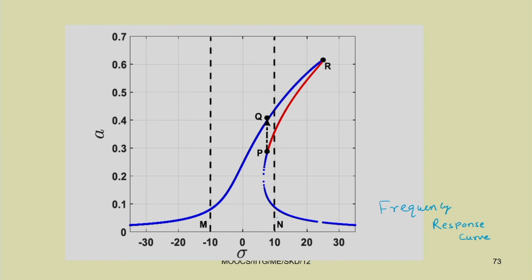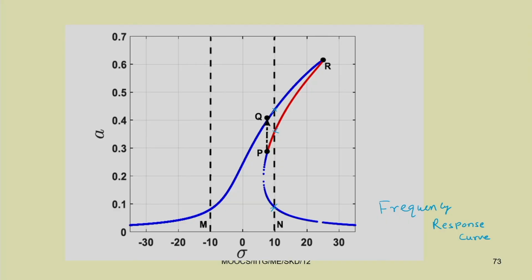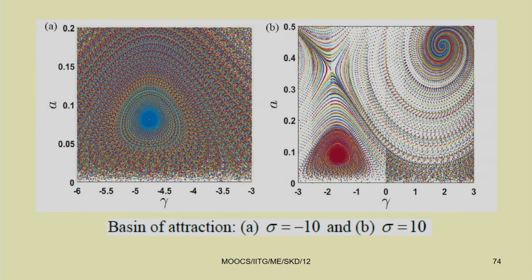So, for example, at this position we can have three solutions. This is one solution, this is the second solution and this is the third solution. These solutions can be obtained by using different initial conditions. So, if one plots all the initial conditions of a system at a particular value of sigma, then you can obtain the basin of attraction.